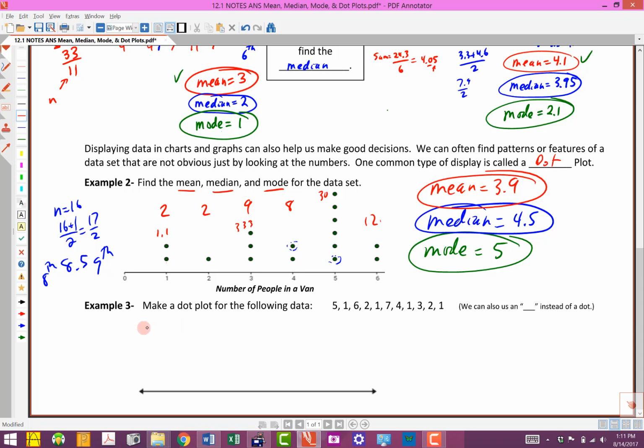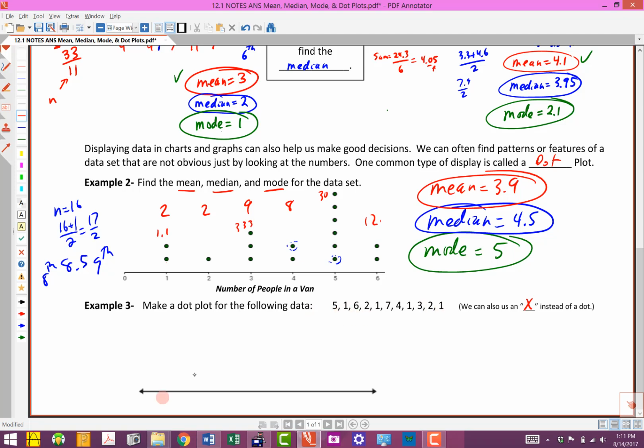And then on example number 3, all we have to do is make a dot plot for this. We're not going to find the mean, median, and mode on these. So let's see, we've got this data set right here. I do want to point this out. We can also use an X for these. Now, you'll notice this data set looks kind of familiar. It's the one that we used, I think, in example 1 up above. But here's what we can do on this.